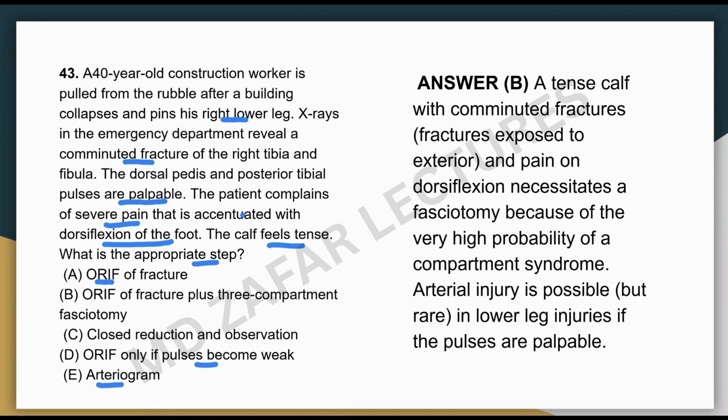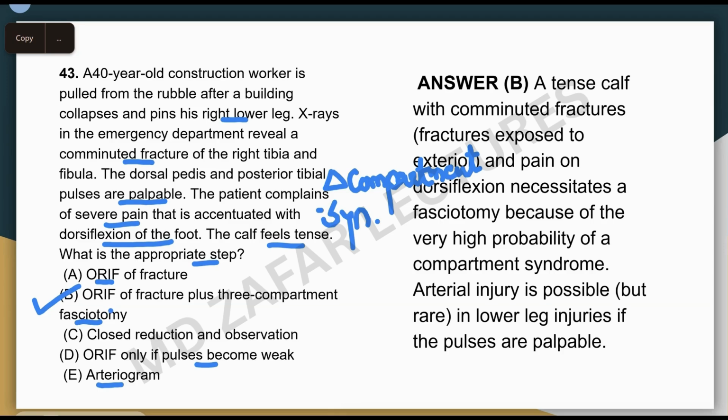So this is a clear-cut scenario in which, if you're asked about the diagnosis, the diagnosis would be compartment syndrome. Now, in compartment syndrome, it is always important to go with the reduction of the fracture as well as fasciotomy. The fasciotomy is a very important surgical step in the management of compartment syndrome. So, a tense calf muscle with comminuted fracture and pain on dorsiflexion shows a high probability of compartment syndrome.